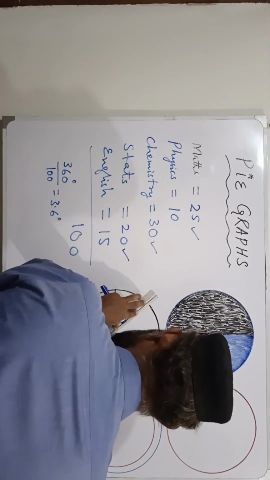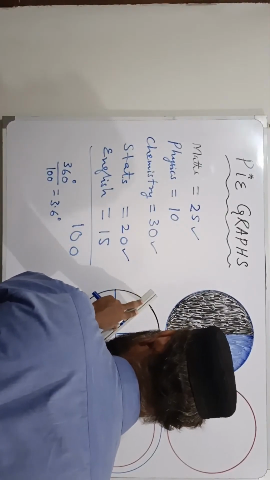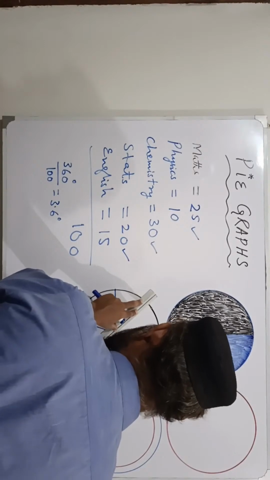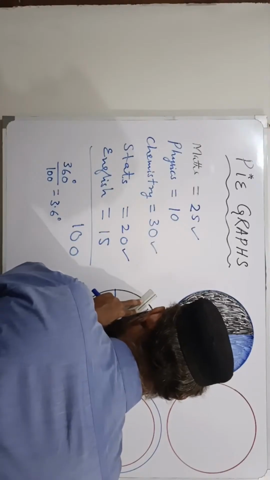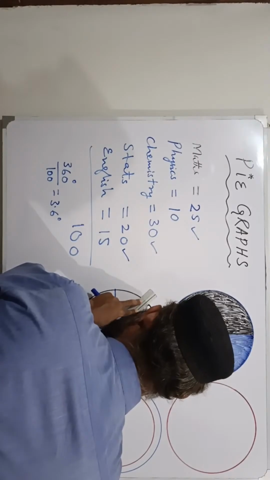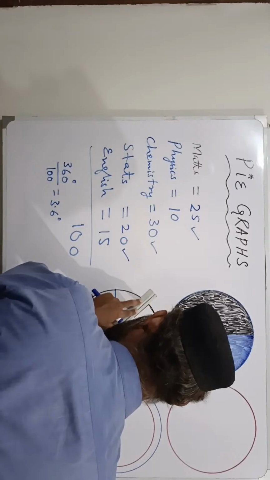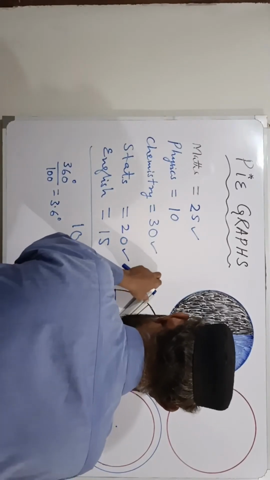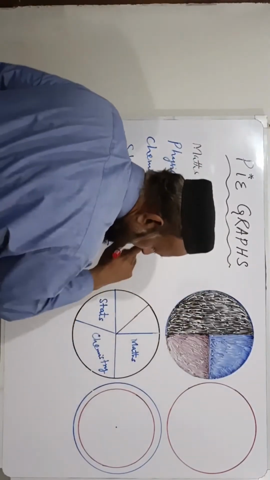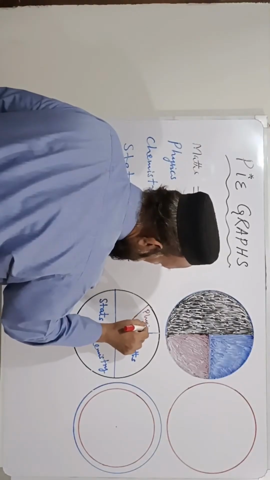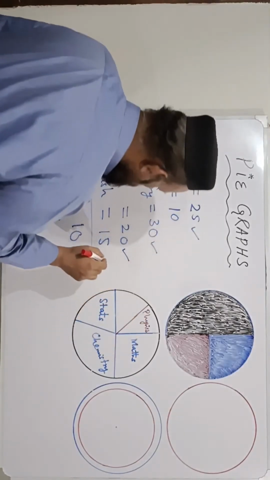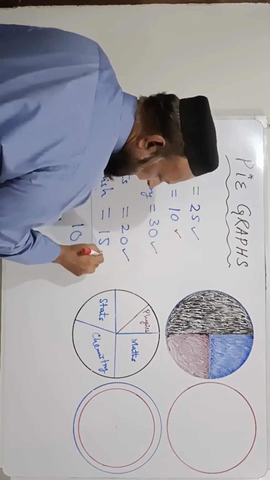Okay. So physics will take 36 degrees and the rest one will get 54 degrees. So this is 36. As you can see that we don't have a measurement over here, so we are trying by our estimation. This is physics. And this is what? Physics is clear. This is English.